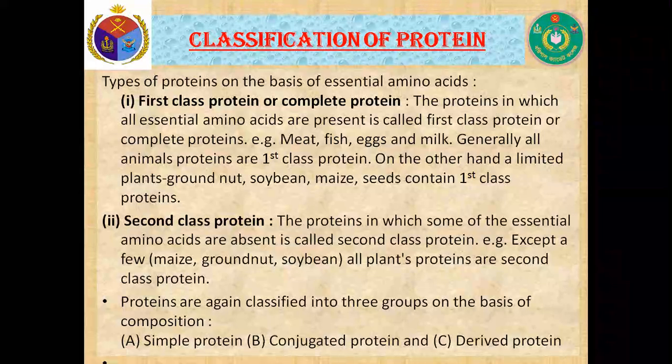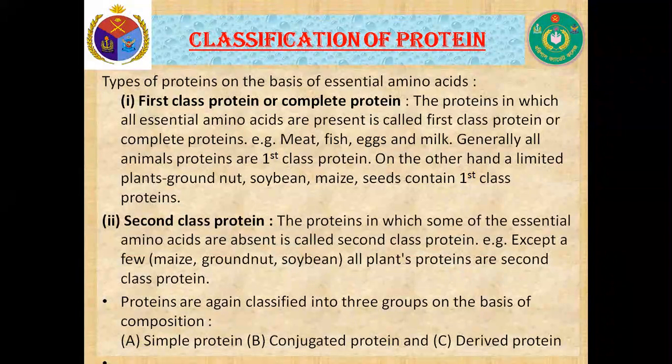Now, second class protein. The proteins in which some of the essential amino acids are absent are called second class protein, except a few like maize, groundnut, soybean. All other plant proteins are second class protein.